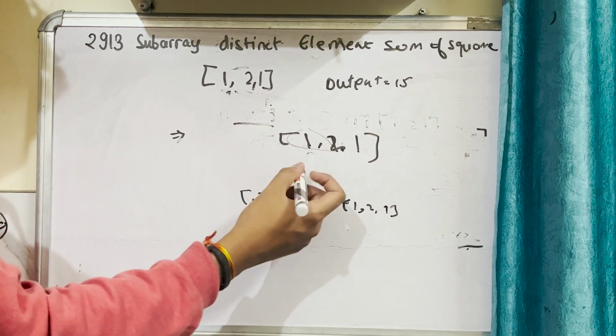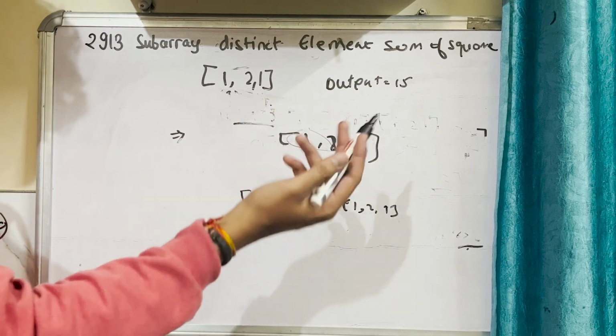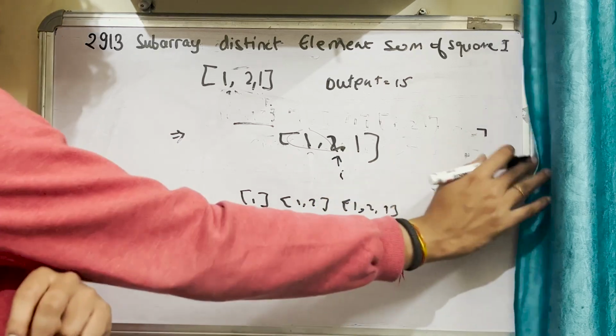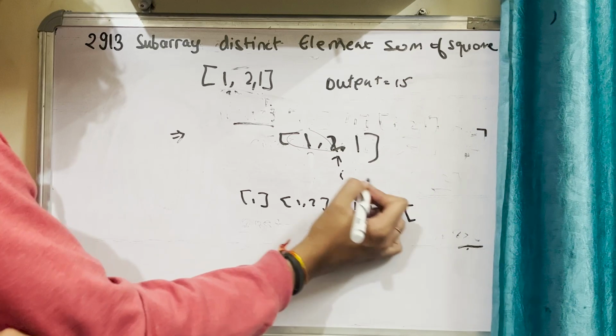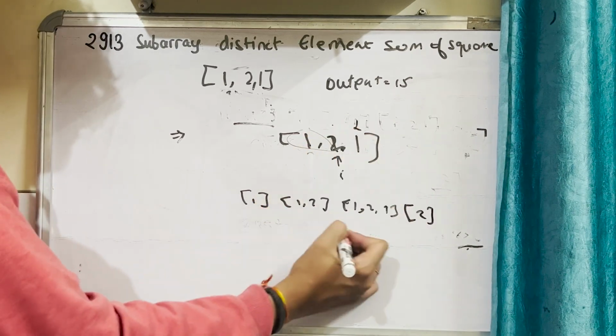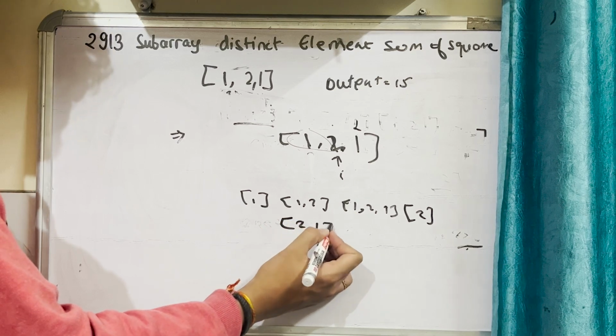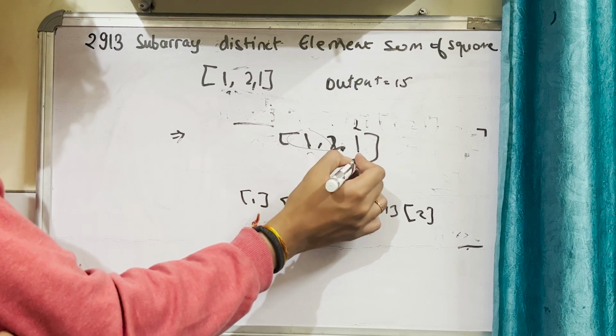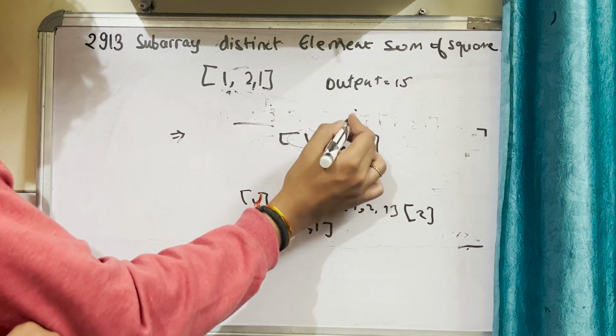Then you'll move your i pointer as j finished. Then you will make a subarray. So it will be j, first it will be 2. Then if you move here, j will be 2, 1. Then you'll move i here, and j will also be here.